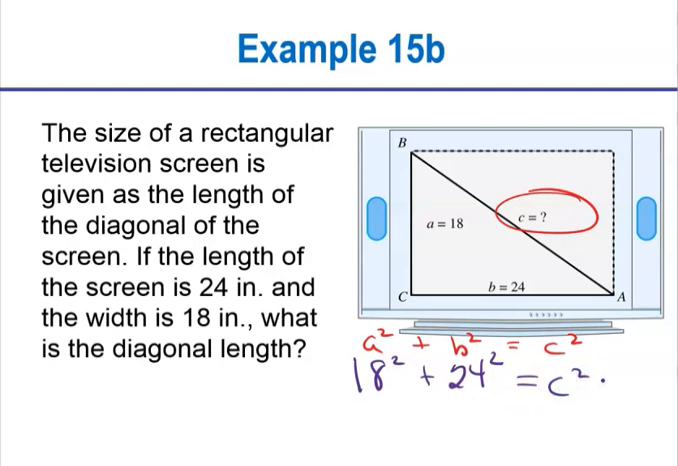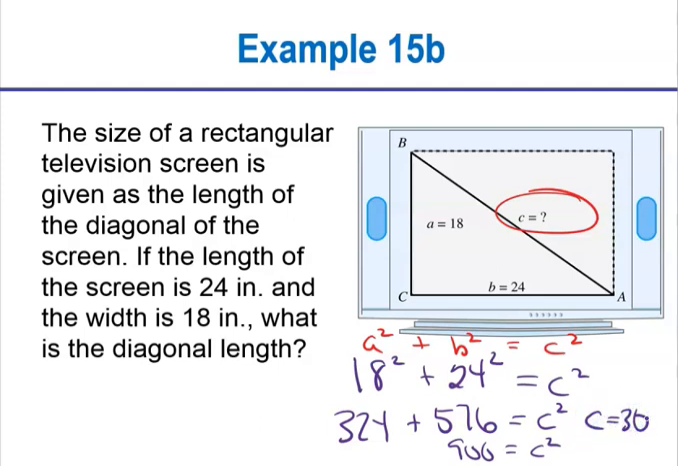Then you might want to use your calculator or multiply these out by hand. That's up to you. 18 squared is 324, plus 24 squared is 576. That's equal to c squared. Adding those gives me 900 is equal to c squared. And what's the square root of 900? Well, you know that's 30, right? That gives me c is equal to 30.